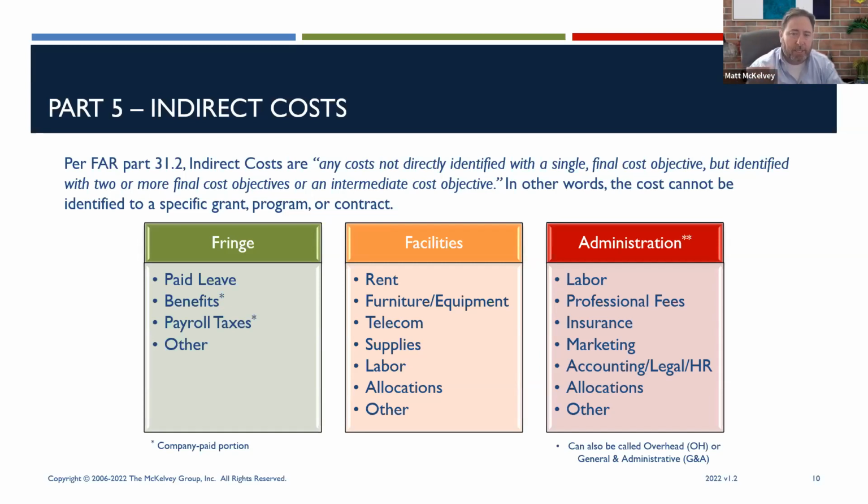So administration isn't necessarily one single rate. It could be multiple rates. I'm going to talk about that when I get into more detail about the indirect rate itself. But really, these are the categories of cost for indirect costs.